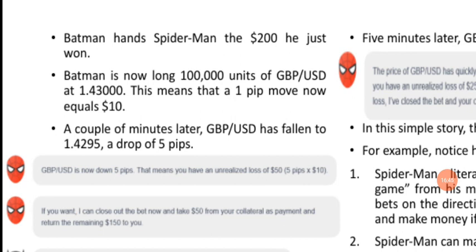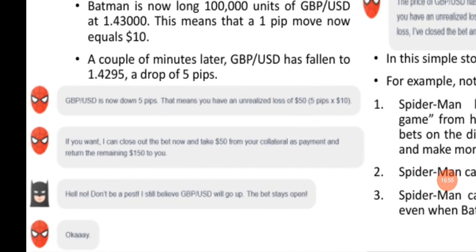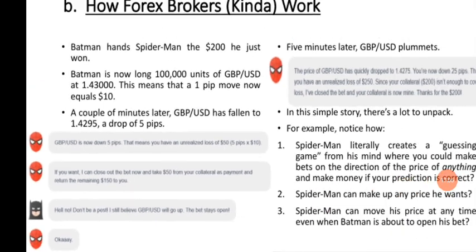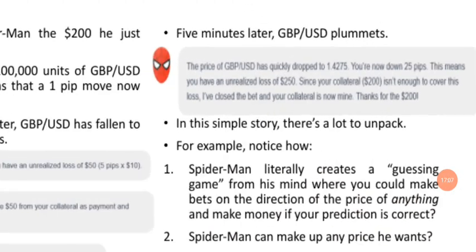He says further, "If you want, I can close out the bet now and take the $50 from your collateral as payment and return the remaining $150 to you." But Batsy goes, "Hell no. Don't be a pest. I still believe GBP USD will go up. The bet stays open." "Okay," says Spidey. 5 minutes later, GBP USD plummets.